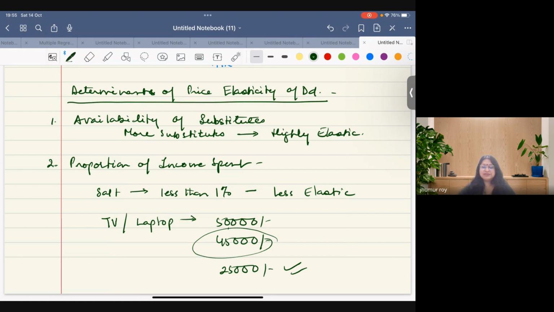So for these kinds of things, where the proportion of income spent is more, it will be more elastic, because you are bothered about what is going to happen if the price changes. I'll have to spend so much more money. But if it is 1 rupee 50 paisa, I will not bother about it. So if the amount of money which I have to spend is more, then naturally my inclination will be more elastic in nature, and I'll be more bothered about the prices. Okay, so this is a second determinant of demand.